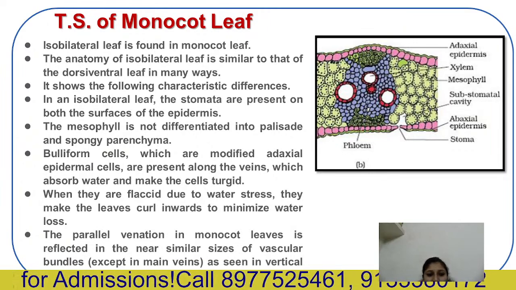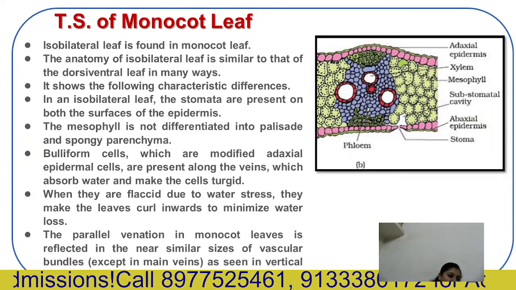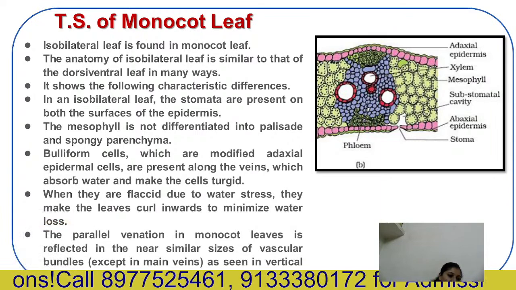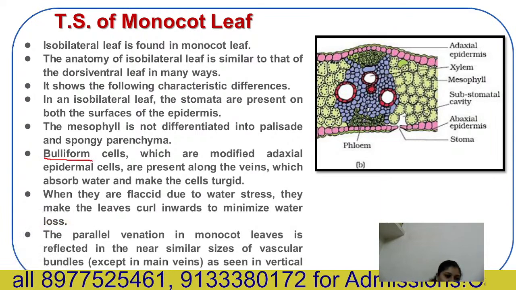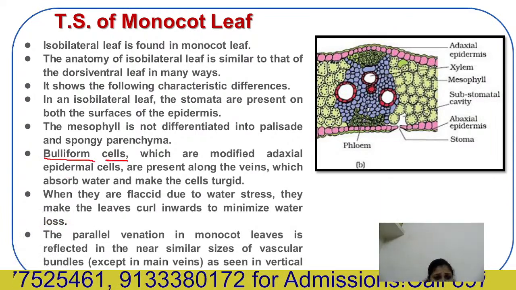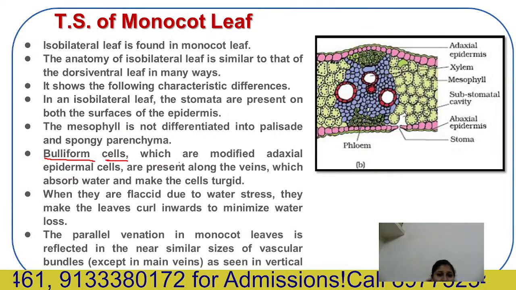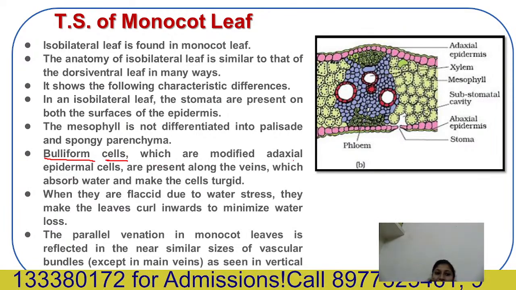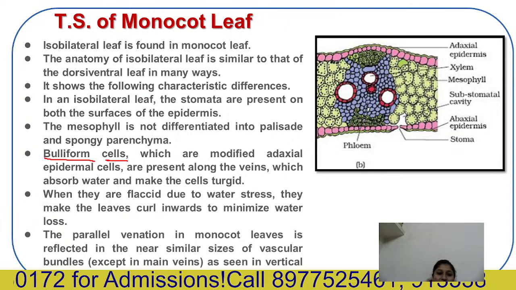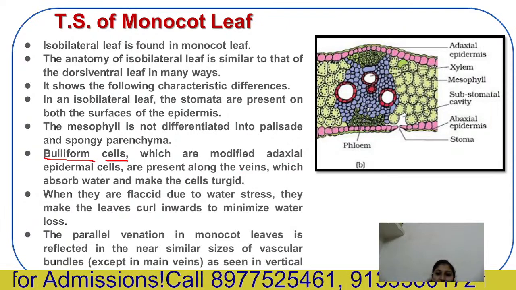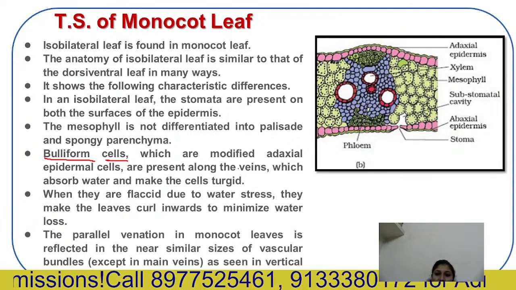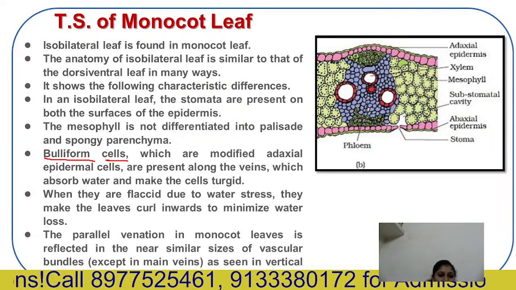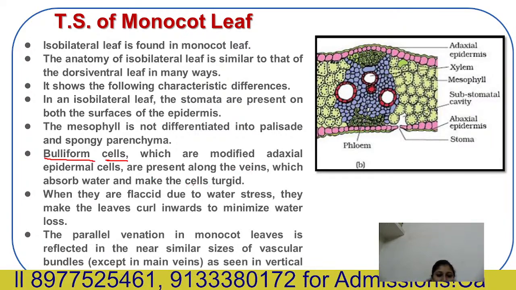Bulliform cells you can see here. That is one of the most important characteristics of monocot leaf, that is the presence of bulliform cells here. So these bulliform cells are modified adaxial epidermal cells. They are present along with the veins, and they absorb water and make the cell turgid.